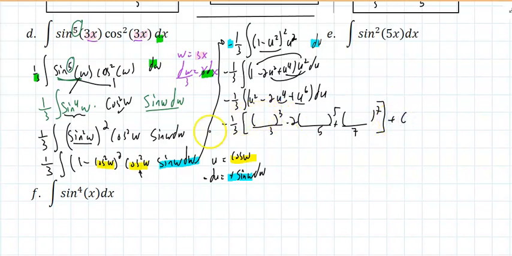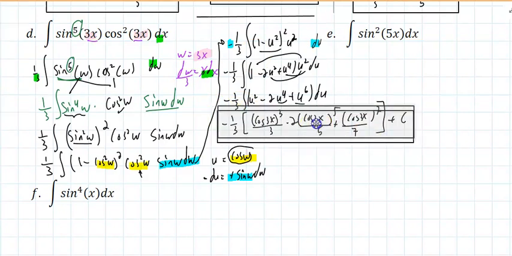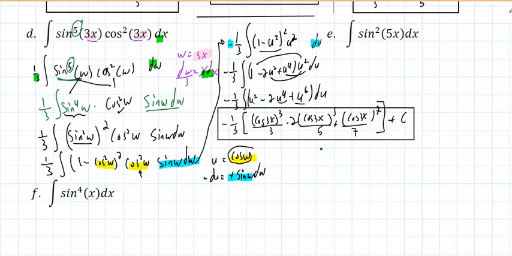And what's u? U was the cosine of w. And what's w? W was 3x. Wouldn't that make us the cosine of 3x? And there is my final answer. So, lengthy problem, but that's how it works. And there it is.